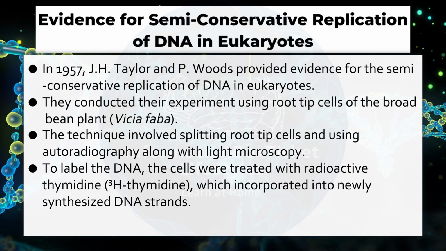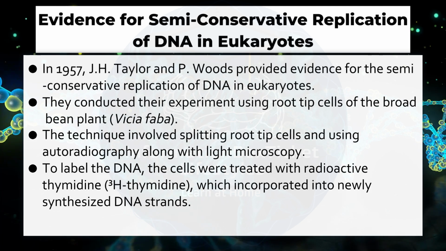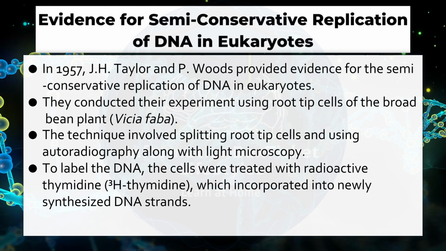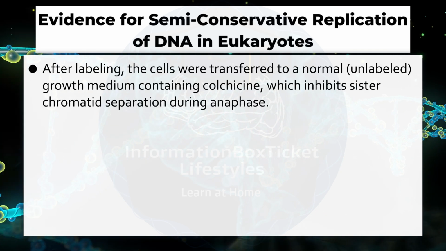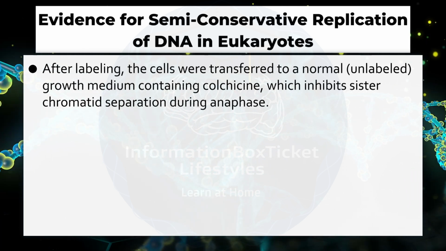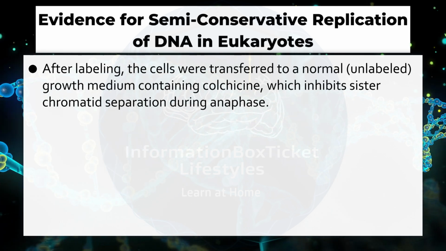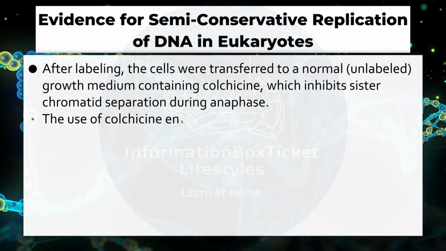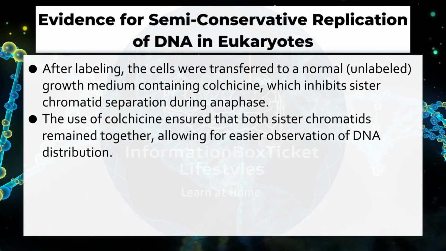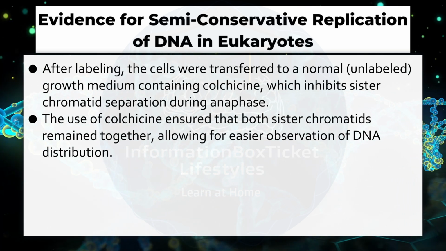To label the DNA, the cells were treated with radioactive thymidine, 3H-thymidine, which incorporated into newly synthesized DNA strands. After labeling, the cells were transferred to a normal, unlabeled growth medium containing colchicine, which inhibits sister chromatid separation during anaphase. The use of colchicine ensured that both sister chromatids remained together, allowing for easier observation of DNA distribution.